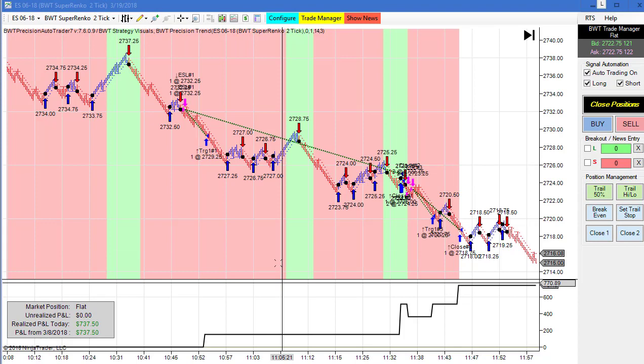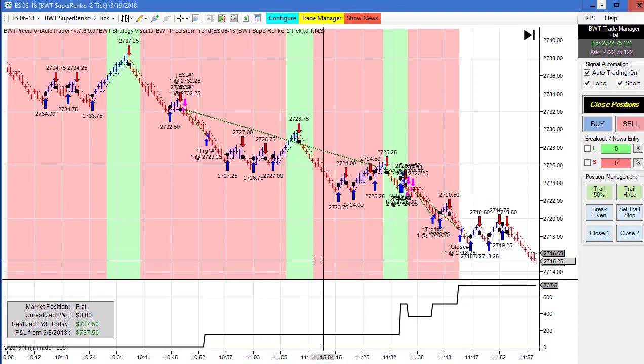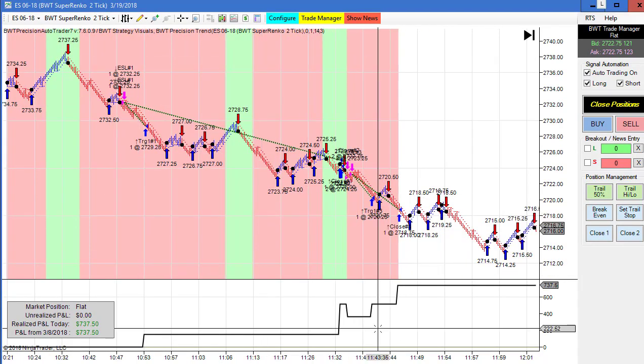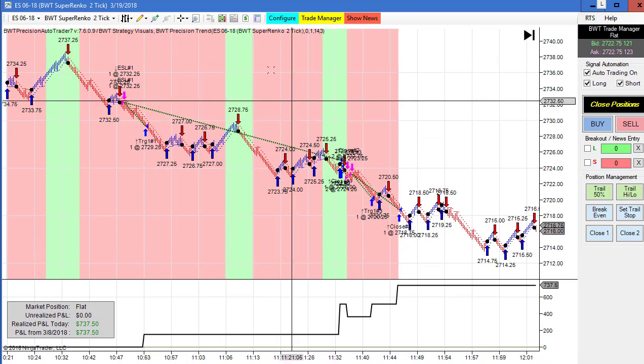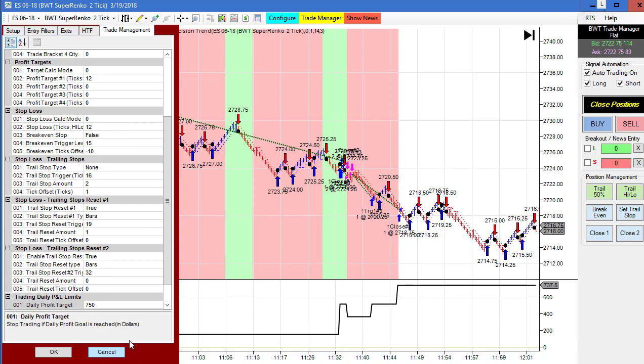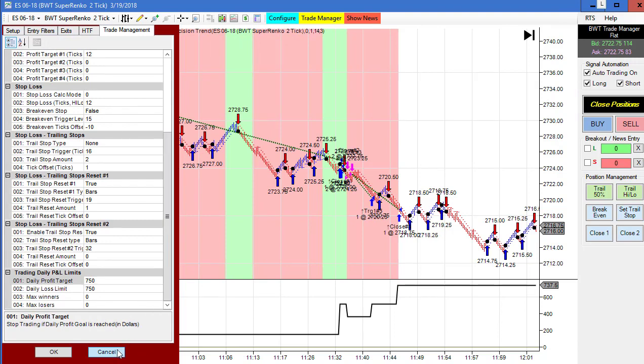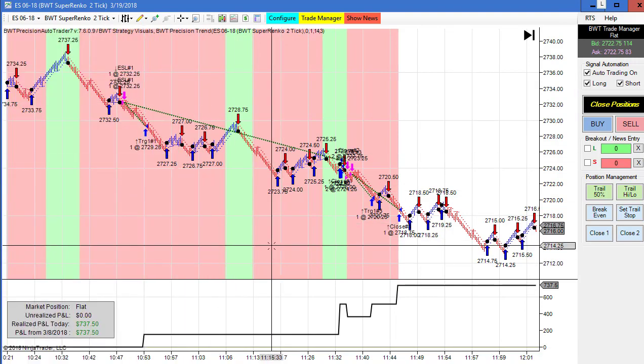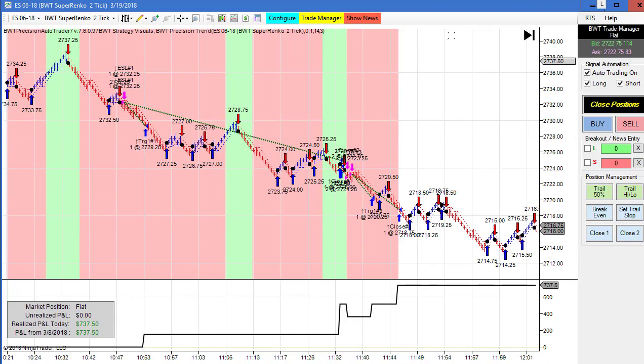Okay, the Emini S&P on a Super Renko 2 tick with our higher time frame filter did pretty good here. It hit its goal of 750 and had 1 tick slippage with our market order at the end of the trading. This has been a pretty consistent chart for us.